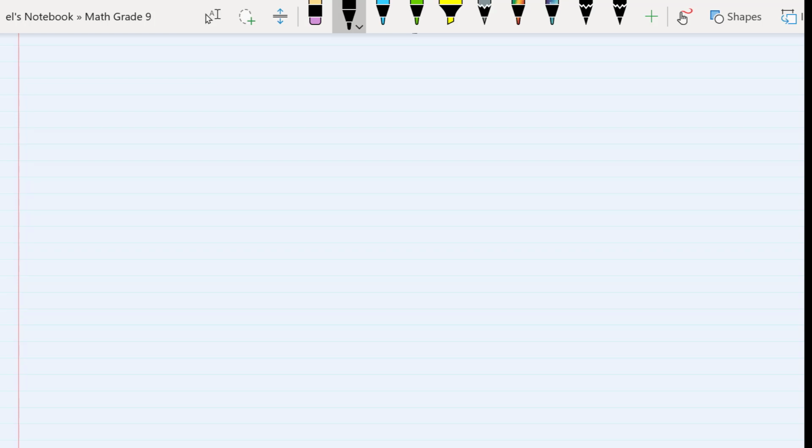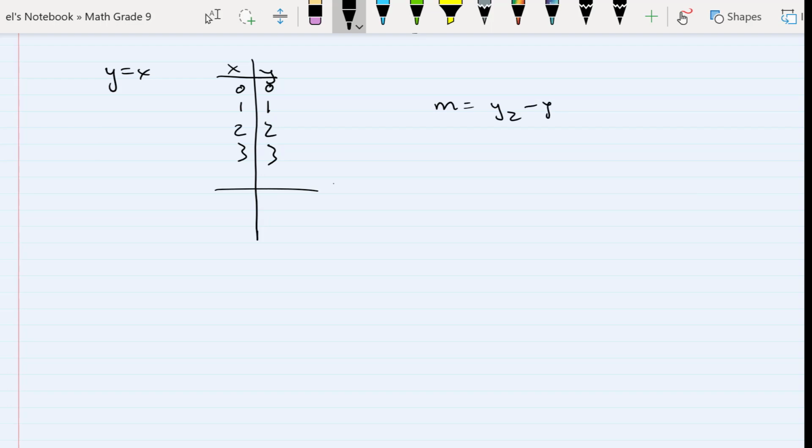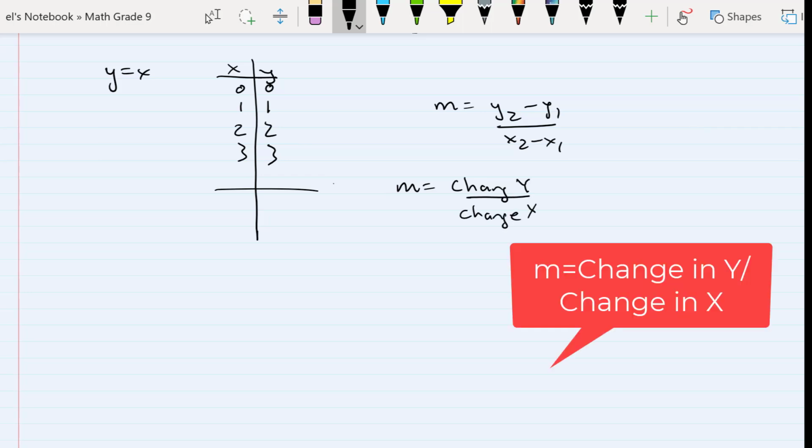Let us now look at how we can find the slope m if we're given a table of values. Let us consider the function y equals x. The table of values will be 0, 1, 2, 3 if we pick some x values, and y will just be the same, 0, 1, 2, 3. We can define m as y2 minus y1 over x2 minus x1. Or we can also say that m is change in y all over a change in x.